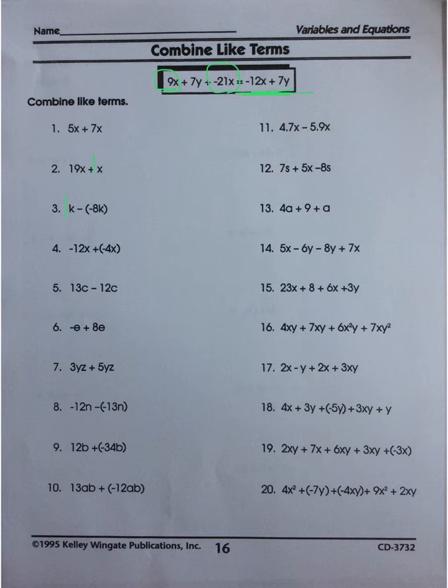I'll go ahead and look at number 6. Here on number 6, we are combining a negative 1e plus an 8e because they have the same letter and the same exponent. Negative 1 plus 8 is a positive 7e. And that's it. You can't go any further.